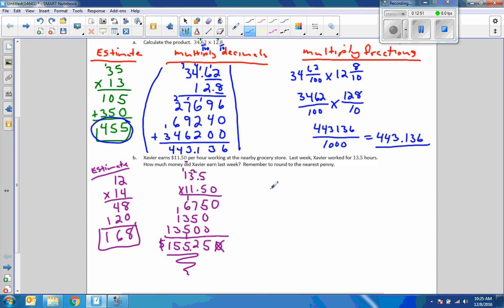Okay? Now if we do this as fractions, 11.50 is 11 and 1/2 hours times $13.50 is 13 and 1/2 dollars. We're going to make our mixed fraction improper. 2 times 11 is 22, plus 1 is 23, divided by 2, times 2 times 13, 26, plus 1 is 27, over 2. Okay? But what's wrong with this? Before I go any further.